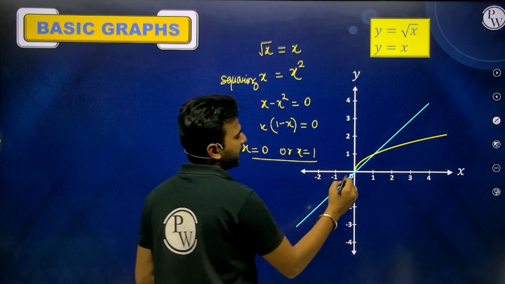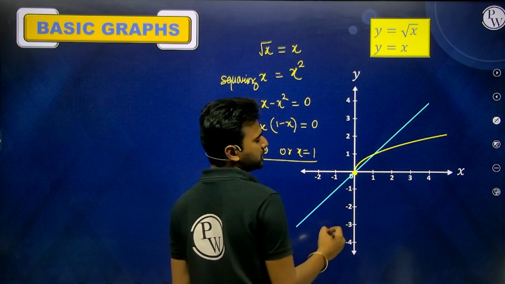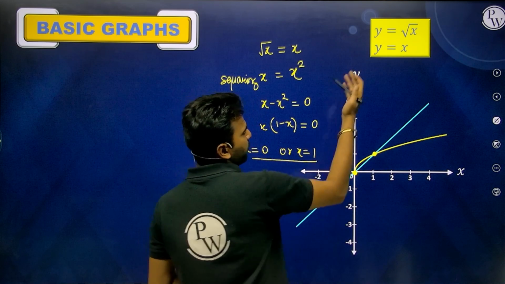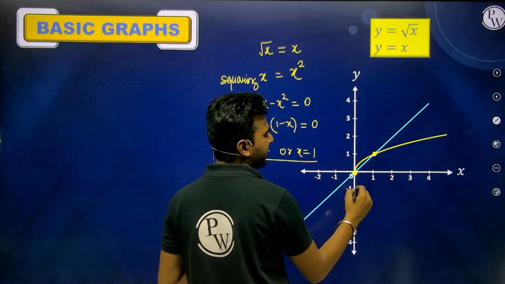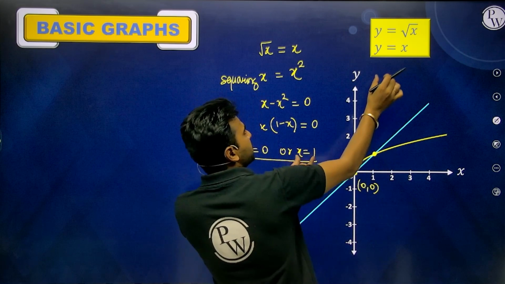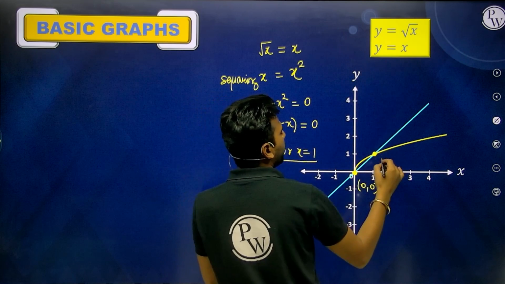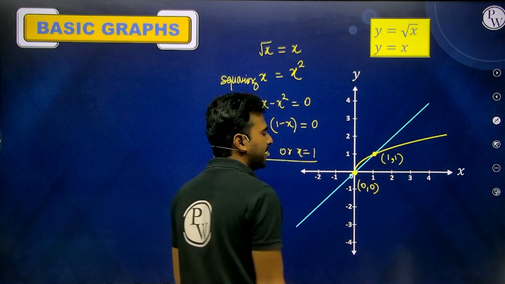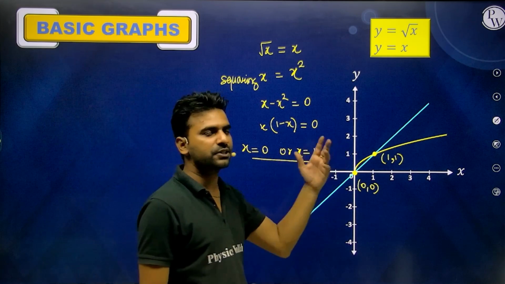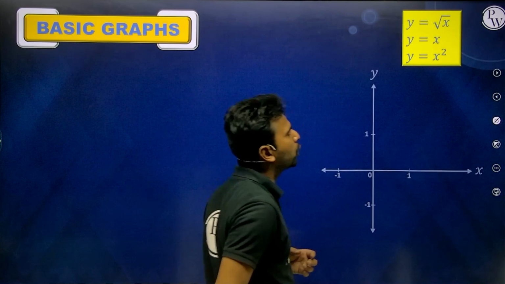Yes or no? So there are two solutions. Look, one is x equal to 0, another one is x equal to 1. If we put x equal to 0 in this, we get accordingly y equal to 0. So this is one point of intersection, (0, 0). And if we put x equal to 1 in any of these equations, we get the value of y also as 1. That means this is another point of intersection, (1, 1). So this is how the two graphs will look.